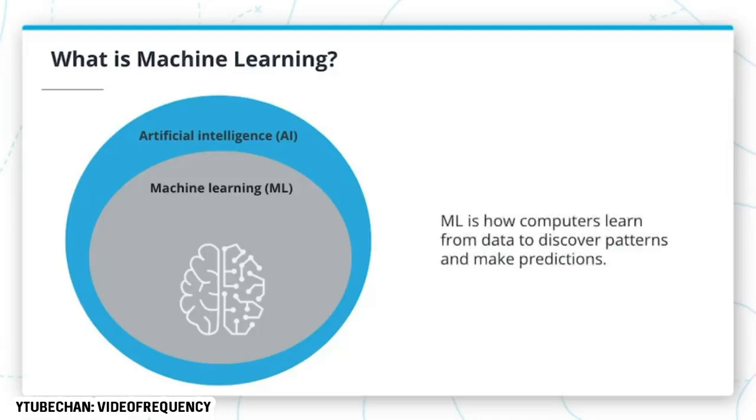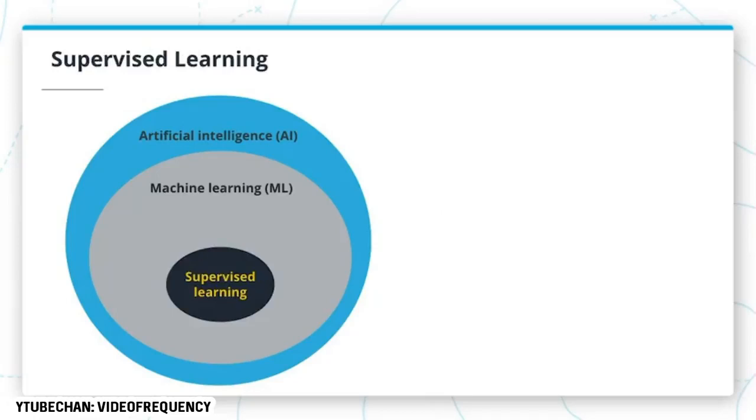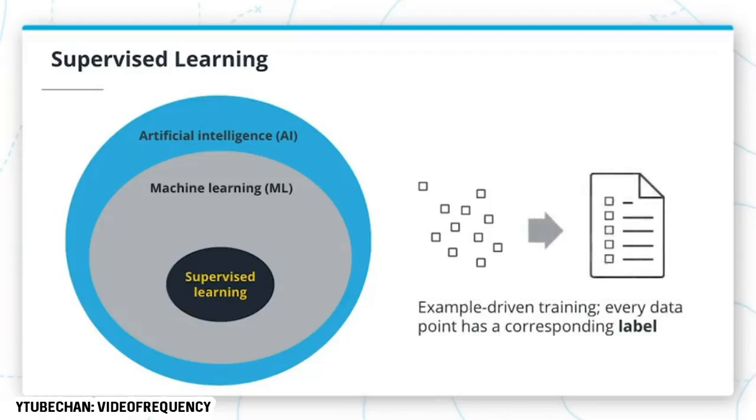Using machine learning, computers can learn from data to discover patterns and make predictions. Supervised learning is a type of machine learning technique in which every training sample from the dataset has a corresponding label or output value associated with it. As a result, the algorithm learns to predict labels or output values. You can use supervised learning to do things like predict the sale price of a house or classify objects in an image. You will learn more about supervised learning in this lesson.